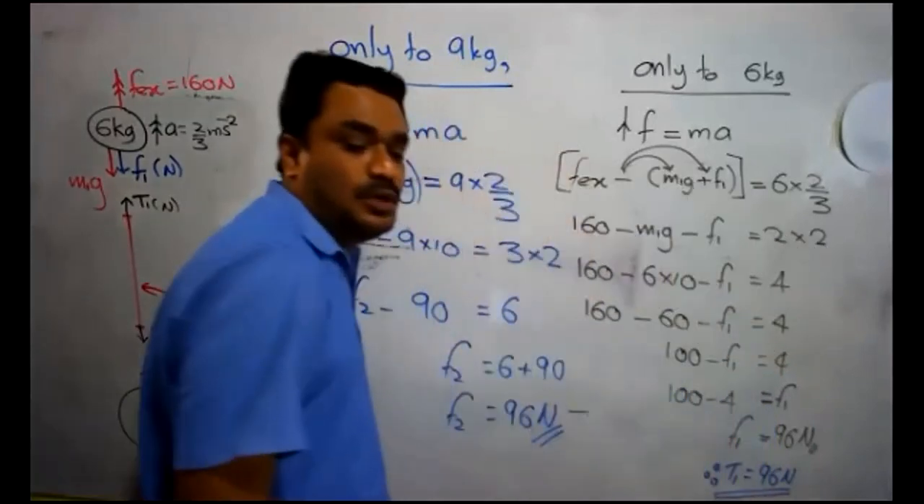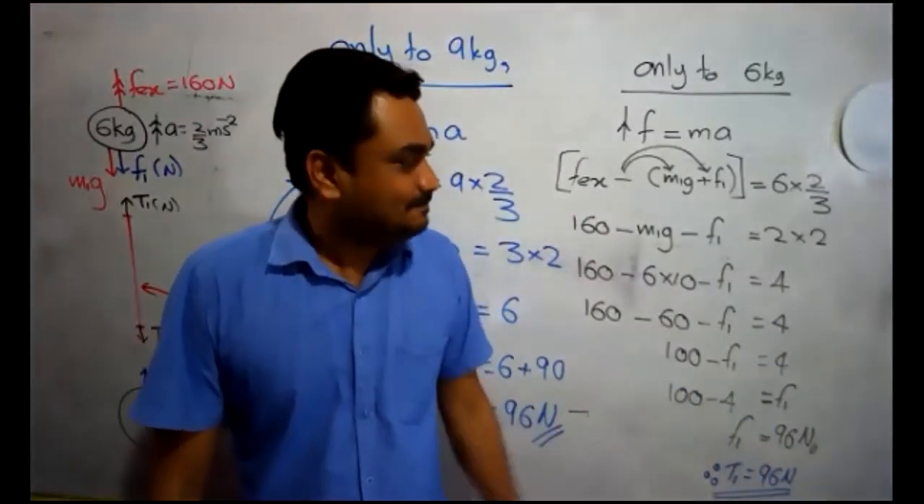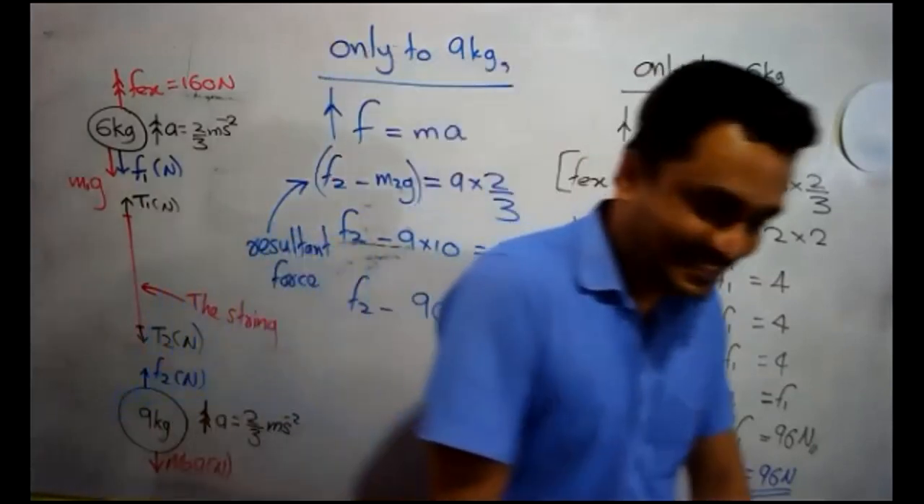So we have clearly proved that both T1 and T2 tension forces are equal, 96 newtons each. Got it? So when a connecting rod or a string does not have a mass, the tension forces at the ends are equal. Complete? So we have completely answered question number 15. Okay? Complete it, dear.